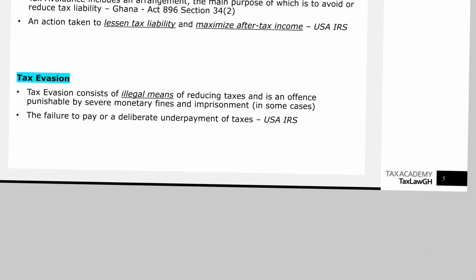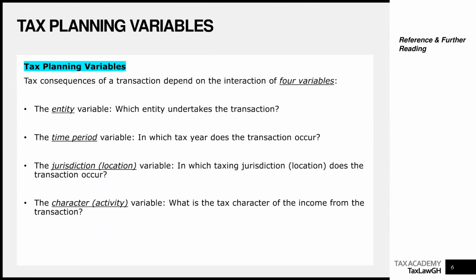Now that we know the difference between avoidance and evasion, let's look at the tax planning variables again, this time in a lot more detail. Remember when we started, I said we have 4 main variables. Recap, we have the entity variable, we have the time period variable, we have the jurisdiction or location variable, then we have the character or the activity variable. Which one is the entity variable? Here at the very basic level, before we delve into details, the question you need to ask yourself is which entity is undertaking that particular transaction? What is the type of entity?